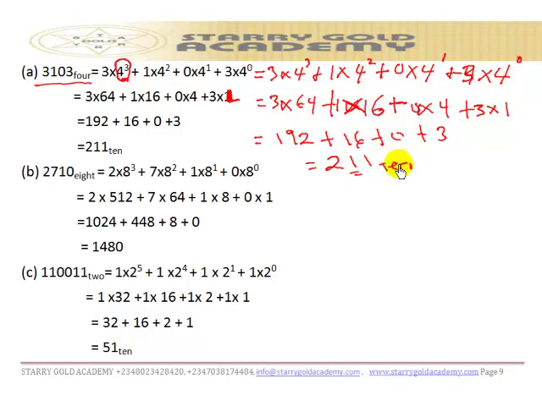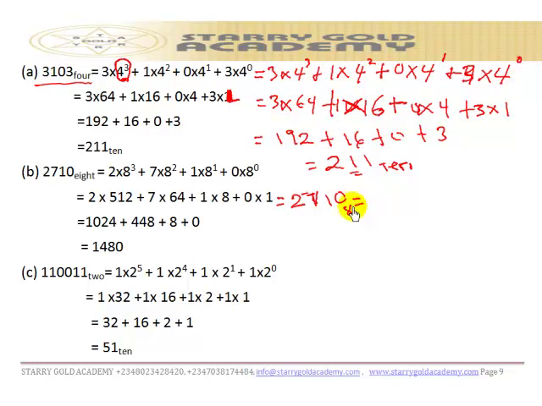211 base 10. Alright, let's work out a second example. 2, 7, 1, 0 base 8. I can't say 2710 because it's not in base 10. I can only call it that way if it's in base 10. So because it's in base 8, I have to call it like 2710. So let's expand. The steps in converting to base 10 is expand, then simplify.